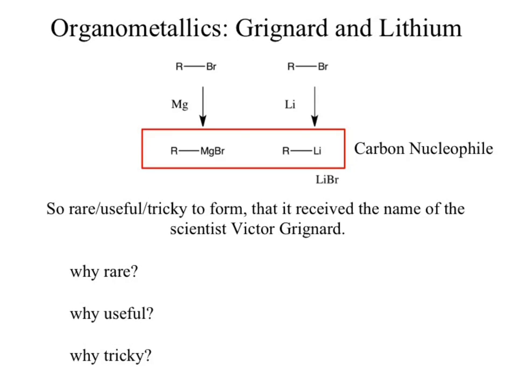Rare, tricky, and useful to deal with. Why are they rare? Carbon doesn't want to be a nucleophile. It's one of the incredible reasons why it's rare and difficult to make. Why is it useful? I can now add carbons to a structure. I can make the structure bigger with carbons. That's pretty incredibly useful. Why tricky?